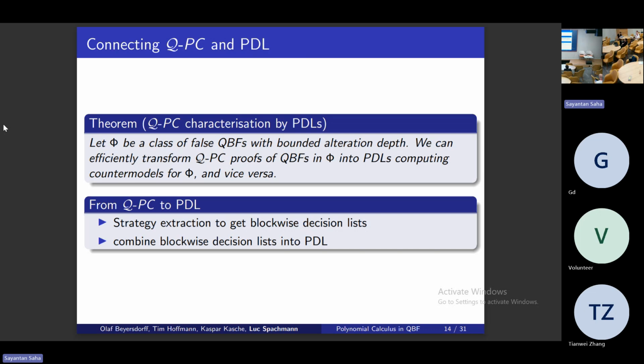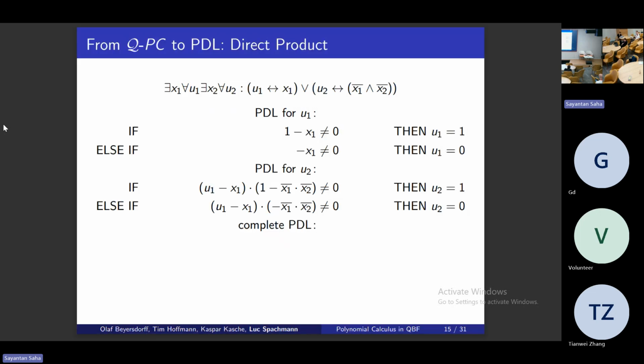To get from QPC to PDL, like I said before, we use a slightly modified strategy extraction to get blockwise decision lists. And then we use a technique called direct product to get these blockwise decision lists into a PDL. These blockwise decision lists in the case of Q-resolution were absolutely no restriction. In the case of PDLs, we have to be a bit careful, but in the end, it does work out. Blockwise decision list, I don't think I defined it, and you can't see it here, just means we extract a decision list that assigns all universal variables in a single block. So not all of them, but all of them in a single block.